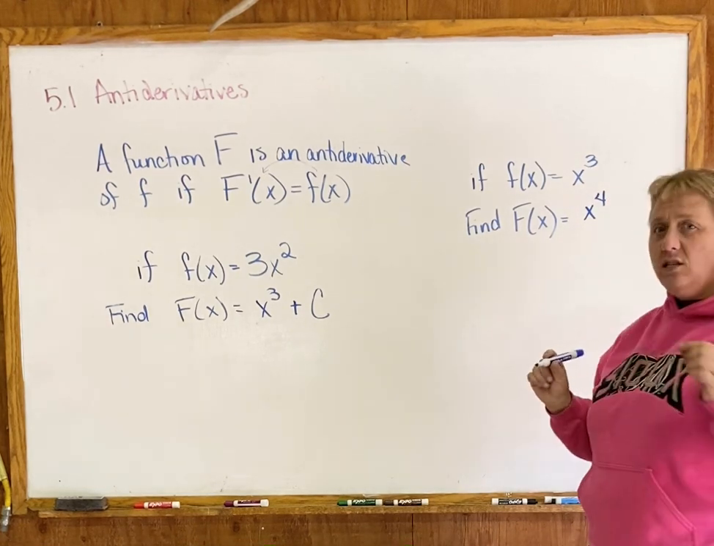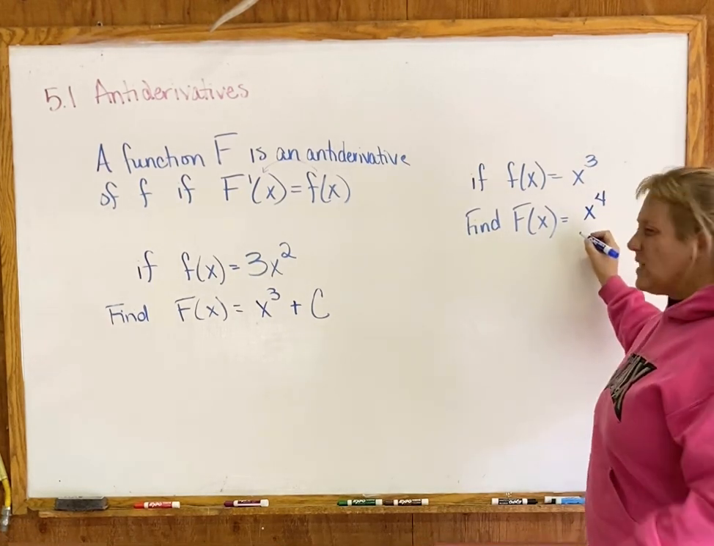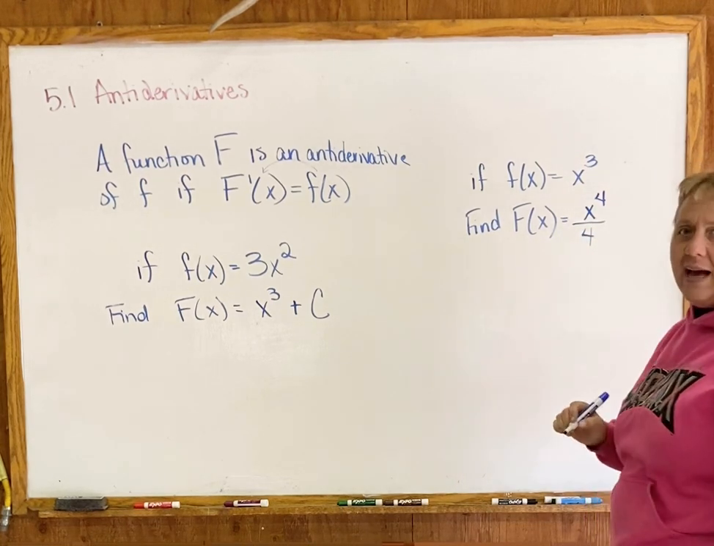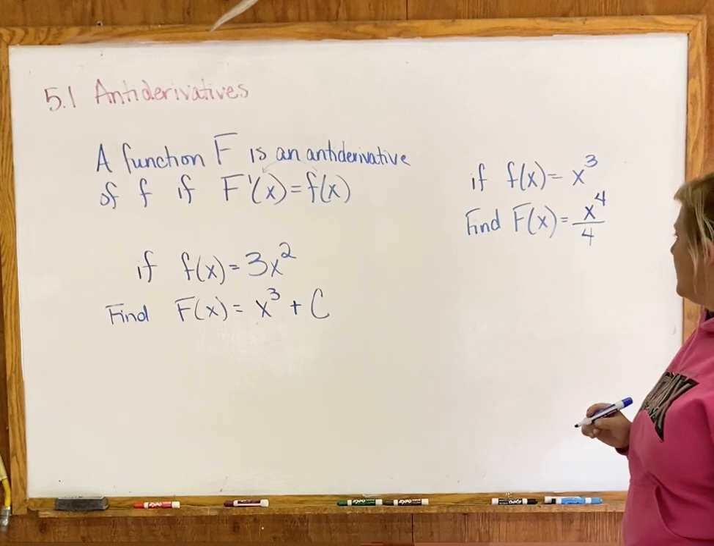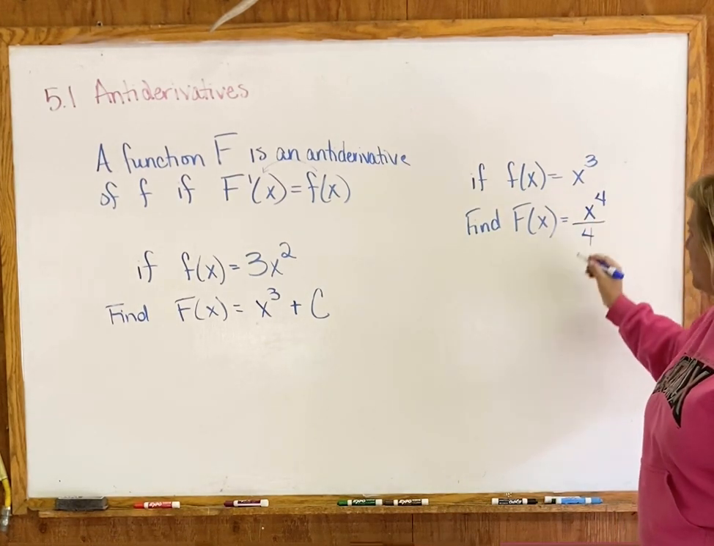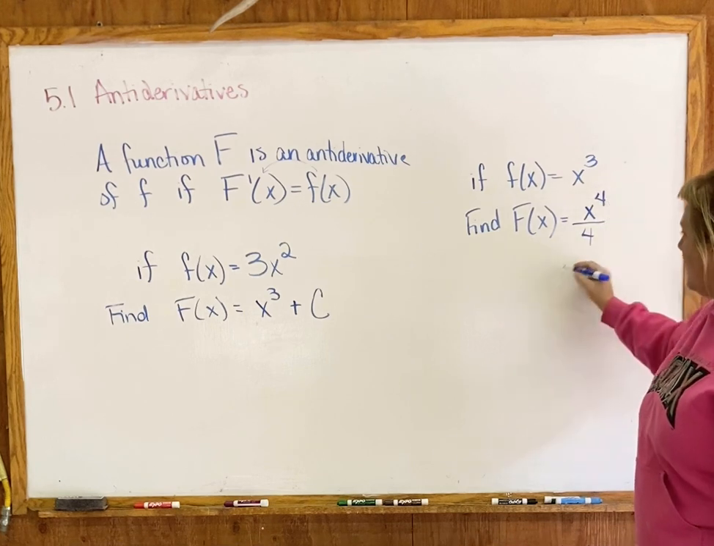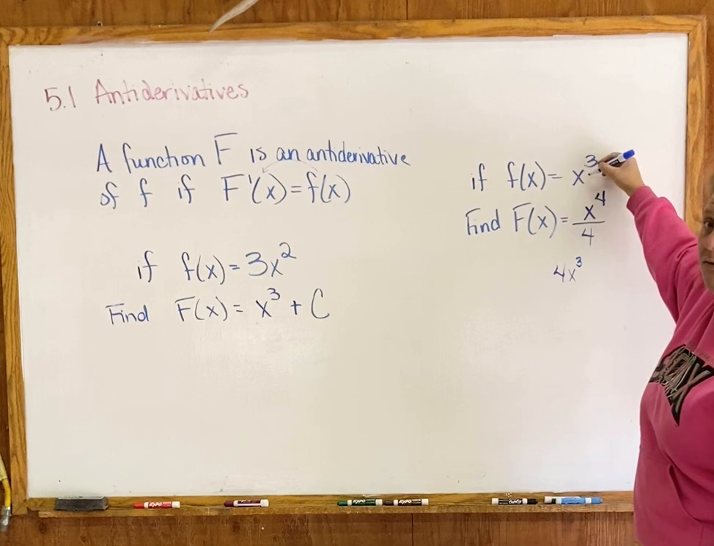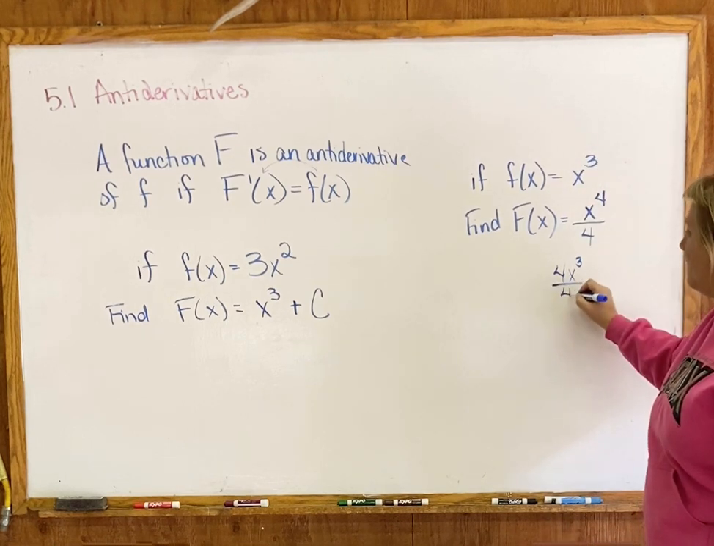But then we need to do something else here. And this is where it gets a little bit ugly. We're going to divide by that exponent. So we're gonna divide by 4. Now, why are we doing that? Because if you take the derivative here, the derivative of this part would be 4x cubed, but we didn't want 4x cubed. We want to get rid of the 4.